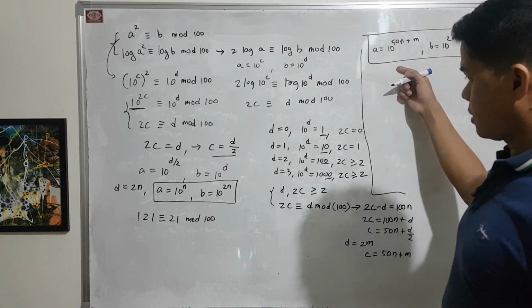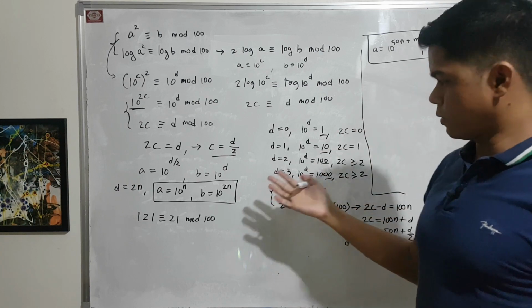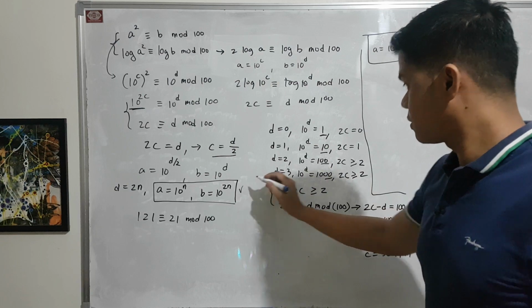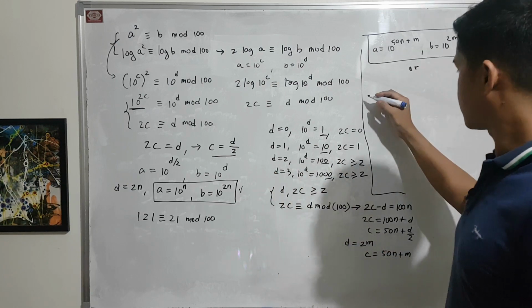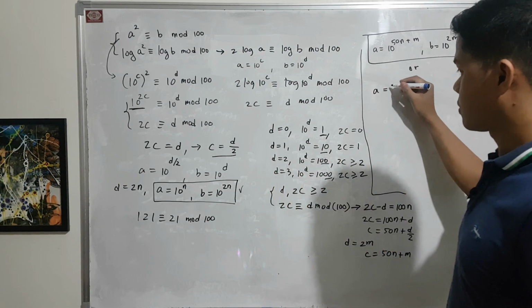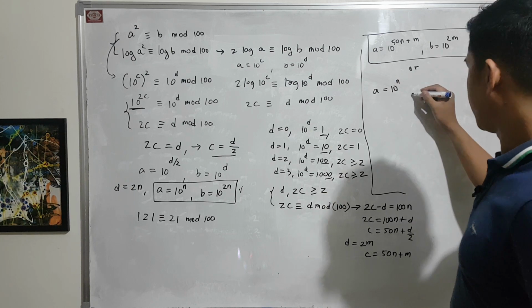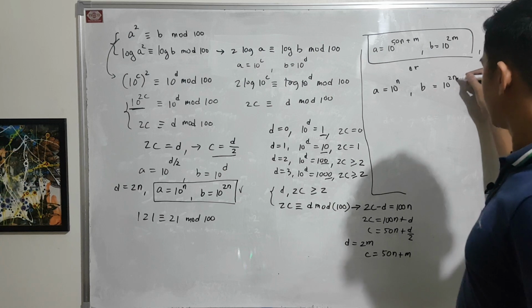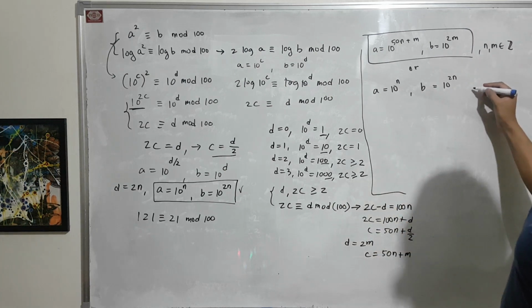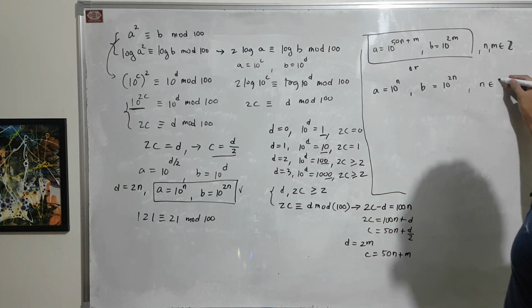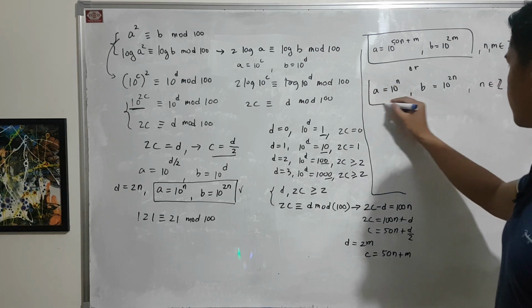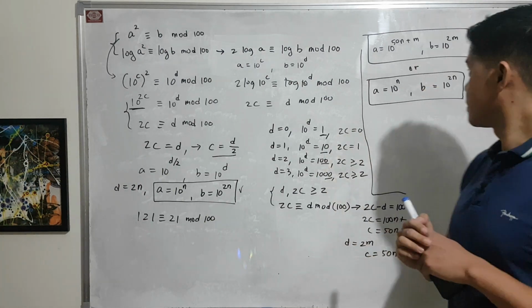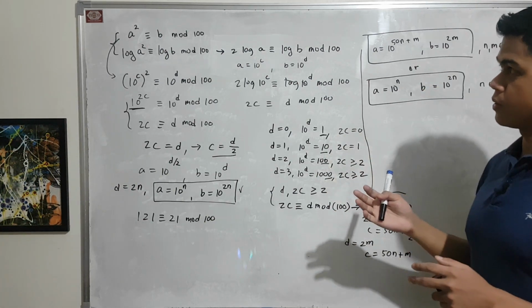So we have two possible solutions. This is the first one, and the first one we found is A equals 10 to the N and B equals 10 to the 2N. Okay, so N is also an integer. Okay, and that's our answer in the original system.